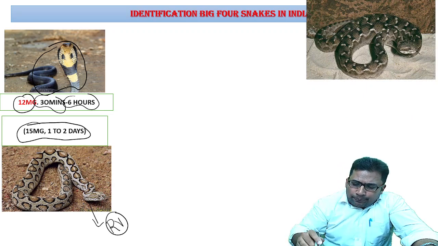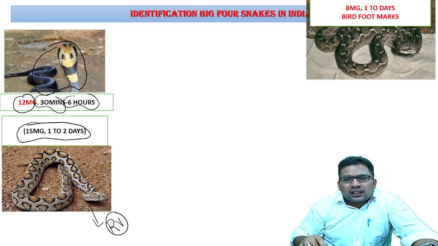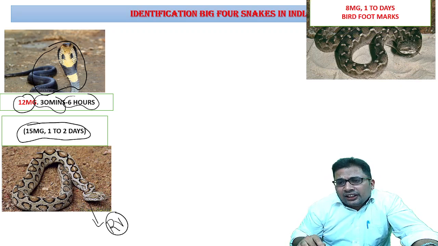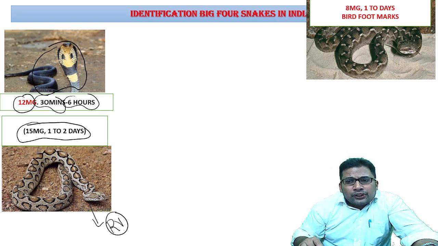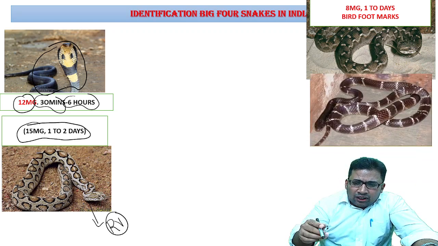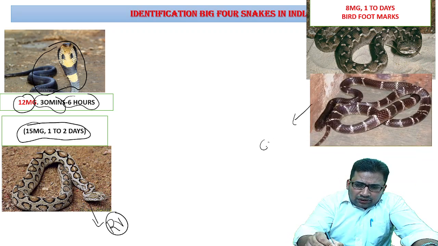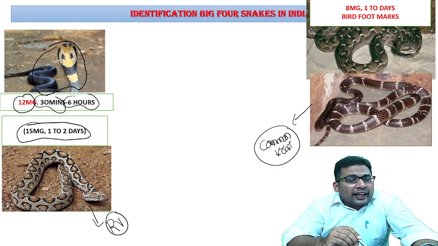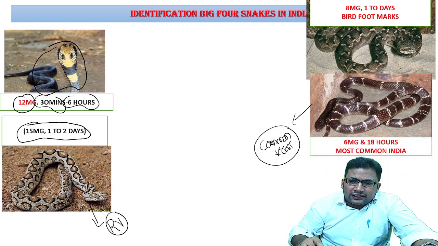This is saw-scaled viper. Saw-scaled viper again presents with viper symptoms, increased clotting time, increased bleeding time, DIC. 8 mg, 1 to 2 days is the fatal period. Then one finding is the bird foot mark. So this is the common krait. Common krait is a neurotoxic snake. It comes under Elapidae. So 6 mg.